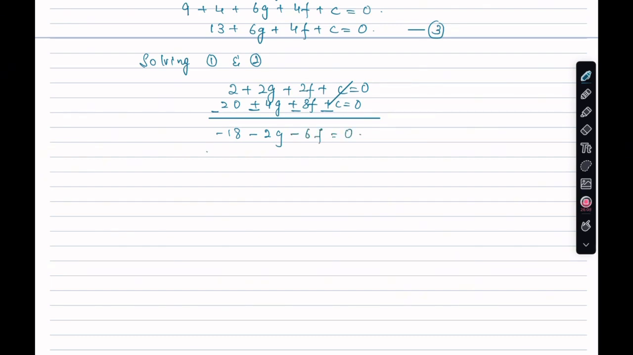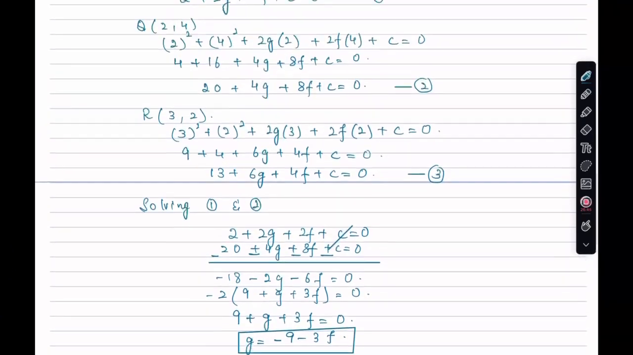Or I can just take negative 2 common, so that I'll be left with 9 plus g plus 3f, and this equals 0. Therefore, the equation that I obtained is 9 plus g plus 3f equals 0. So now at least I can have g in terms of f, and I can say that g equals negative 9 minus 3f. So this is one equation that I have.